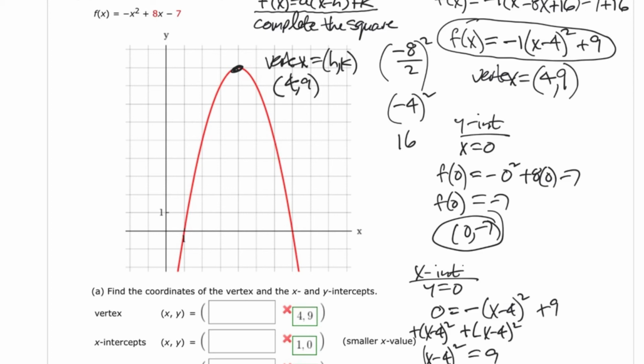And then we could square root both sides. So we would have the square root of x minus 4 squared equals, and then we have to remember to apply the plus or minus on the right. So what we have is x minus 4 equals plus or minus 3. Adding 4 to both sides, we have x equals 4 plus or minus 3, which gives us two values, x equal to 1 or x equal to 7. So our x-intercepts would be 1, 0, and 7, 0.